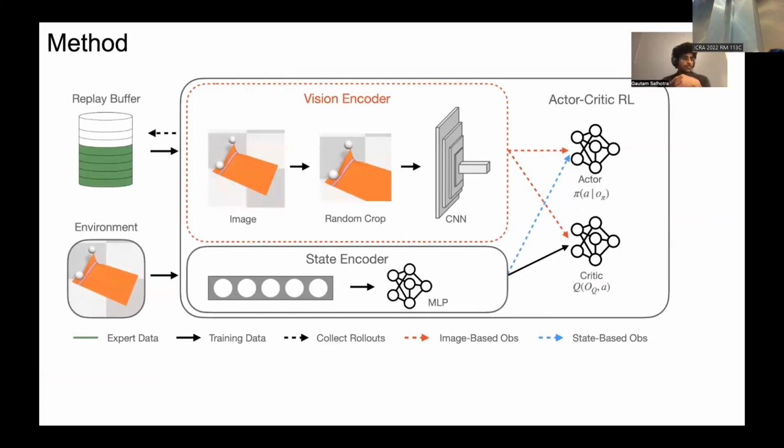Our method can additionally use image-based observations denoted by red. Here we see that the image observations are cropped and encoded by a CNN. The image encoding is then passed to the actor and the critic, denoted by the red arrows. However, for image-based environments, the critic is privileged because it also receives a state encoding while the actor does not. This state encoding can be seen here in the solid black arrow.